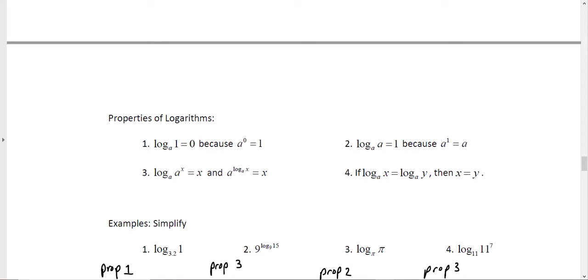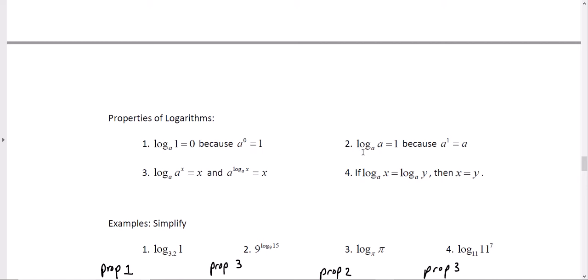First property, log base a of 1 equals 0. Because if we think about this when we rewrite it, the base is a, 0 is the exponent. Anything that is not 0 raised to the 0 power is equal to 1. So log base a of 1 equals 0 because a to the 0 equals 1.